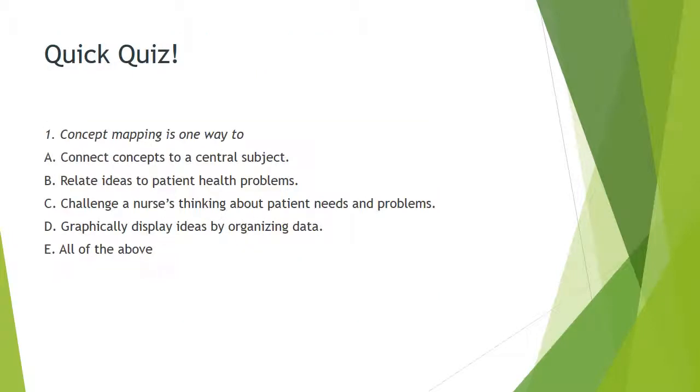Here is another quick quiz. Concept mapping is, and hopefully you have picked E. That is the answer.